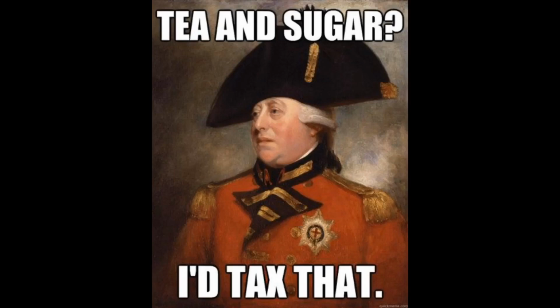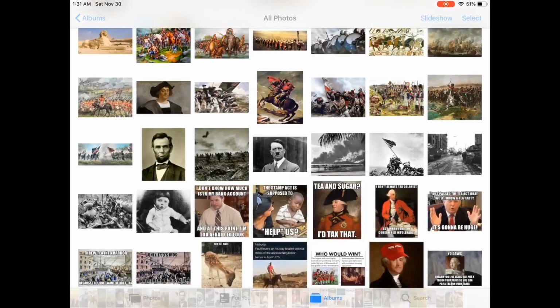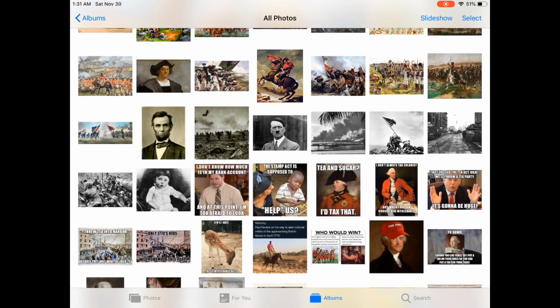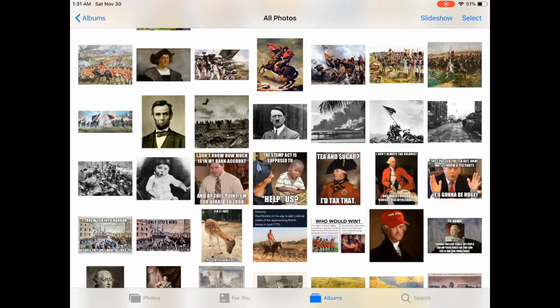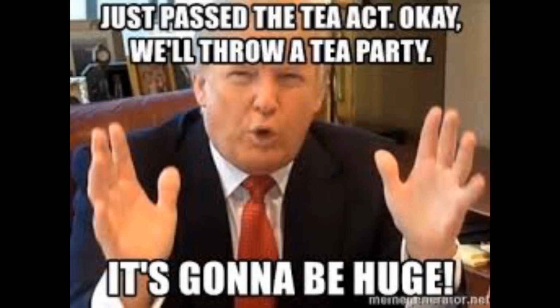Do you agree with Ben? Yes. Okay. So next one would be this one. It's a picture of our modern day president saying, "Just pass the Tea Act, okay, we'll throw a tea party. It's gonna be huge," and this is foreshadowing for the next event that will happen.